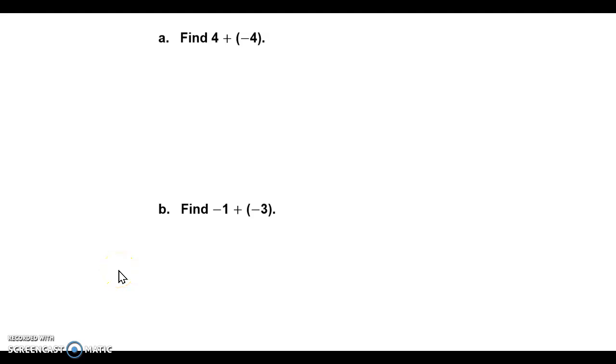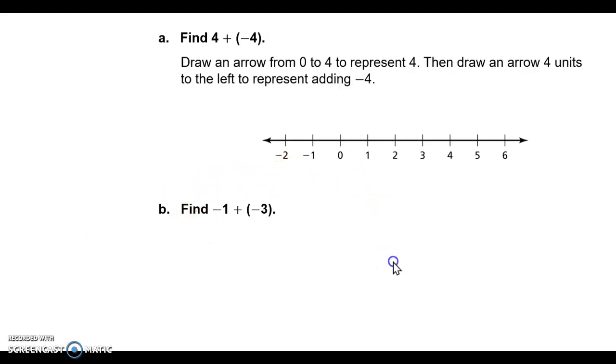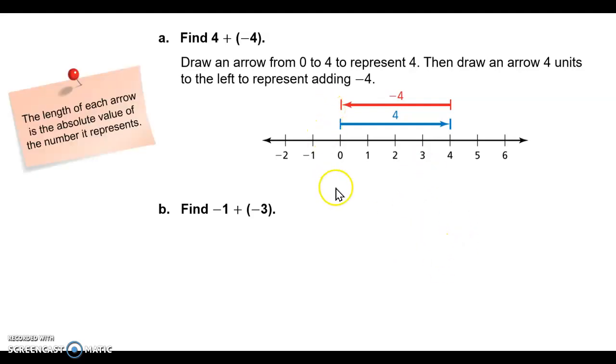Alright, so this is day 2 with adding integers, positive and negative whole numbers. I showed you how you can use the algebra tiles yesterday. So today we're going to show you using a number line. If you have a number line, you go positive 4. Then we need to add 4 negatives, so you go the other way. And you notice we end up at 0. So positive 4 plus negative 4 is 0.